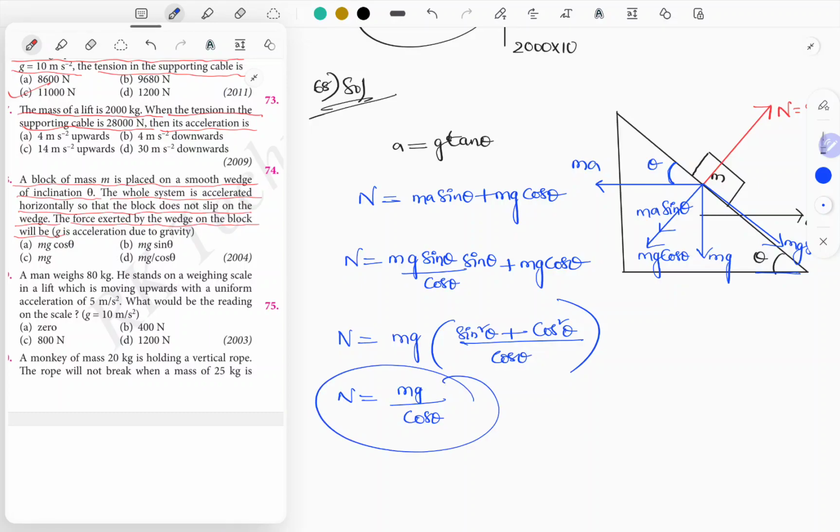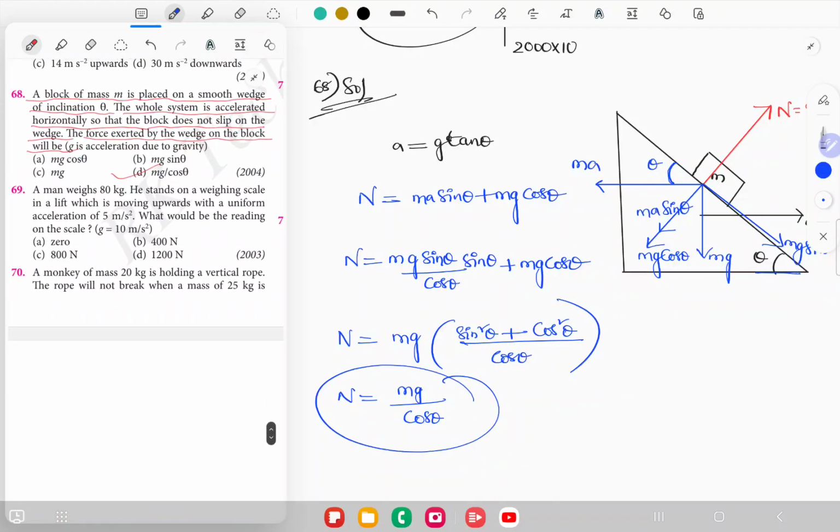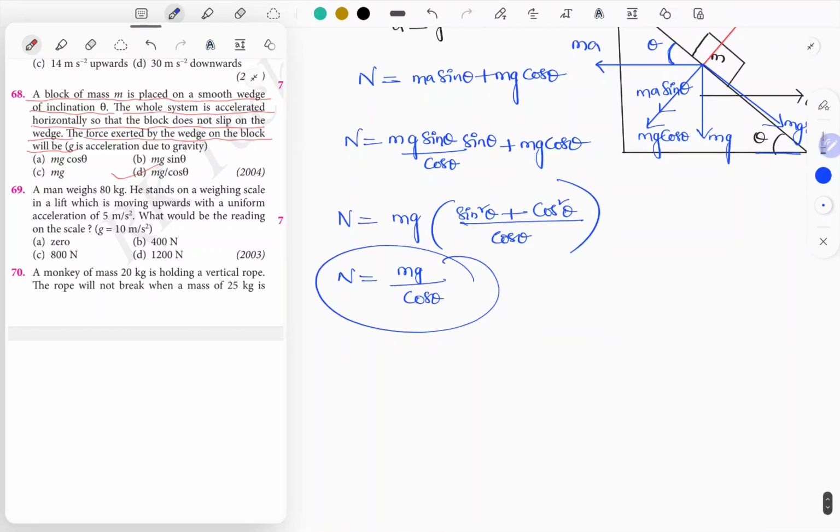Which option is correct? Option D is correct. Hope you understood, guys. Question number 68, question number 62, both are similar. The only extra thing in question number 68 is that they are asking for the force acting on the block due to the wedge. Super. Next, question number 69.